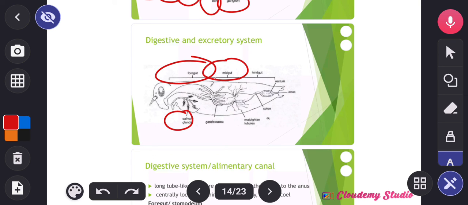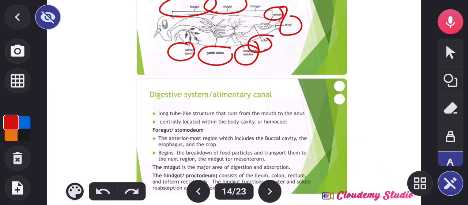In the midgut, we have the gastric ceca and the malpighian tubule. In the hindgut, we have the colon, the rectum, and the anus. They have a complete digestive system. Insects have a complete digestive system. You understand? Now, let us talk about their digestive system.